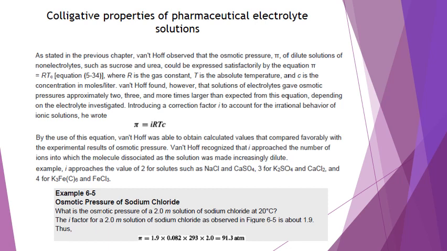For example, if we are talking about the osmotic pressure, pi equals iRTC. The osmotic pressure pi is equal to i, which is the correction factor. This accounts for the deviation or irrational behavior of ionic solutions, or the anomaly that happens in the colligative properties of electrolytic solutions. R is the gas constant, T the absolute temperature, and C is the concentration of the solution.